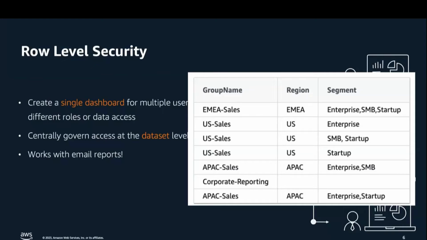So it's quite easy to see how row-level security can be leveraged to help ensure that our users are only able to view the data that they should be able to, to do their job, and that they are necessary to see.